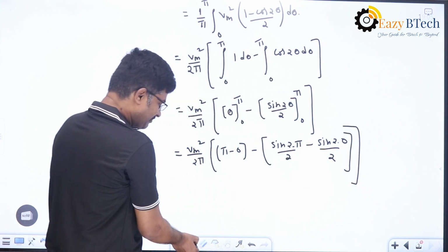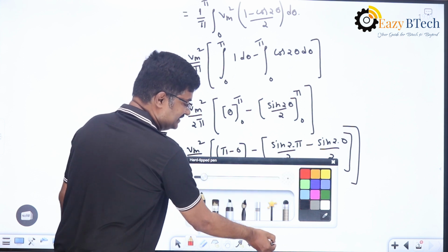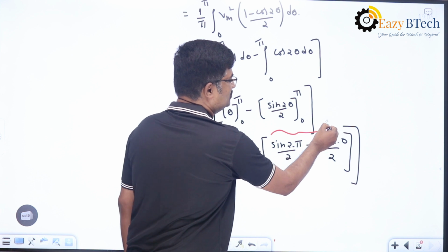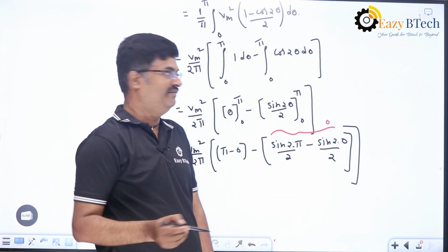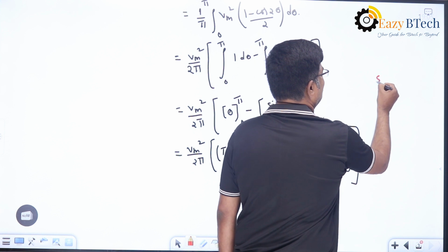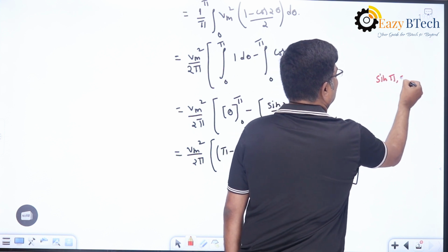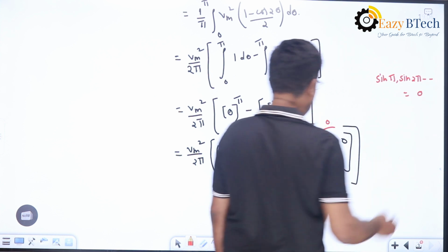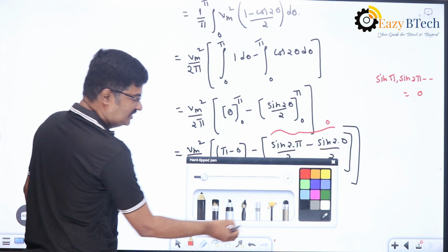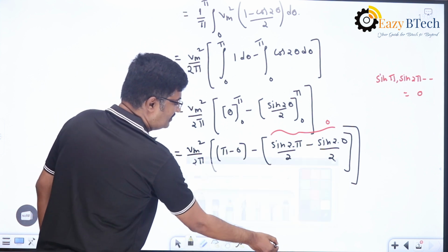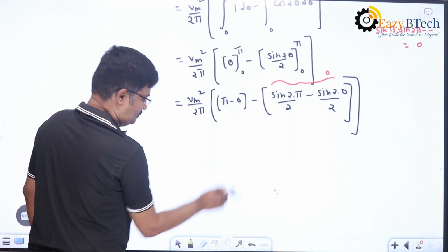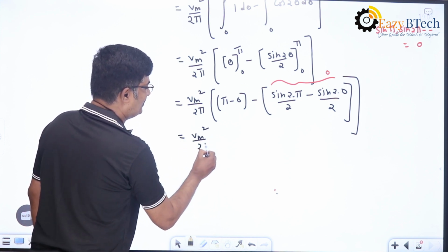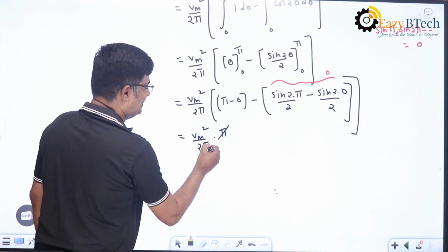But here, one thing which you have to remember is, see here, what is happening? This total value will be equal to 0. Why? Because sin of pi, sin 2 pi, and so on, will be equal to 0. So this total value is equal to 0. So what am I left with? I am left only with Vm square by 2 pi into pi. So pi will be cancelling.